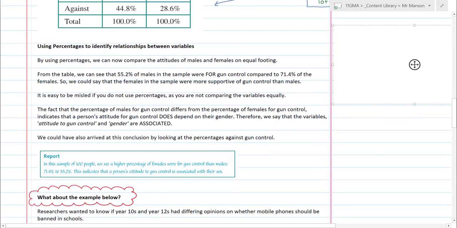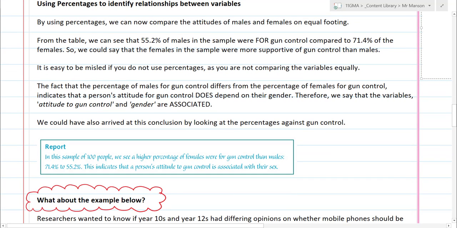I'm sorry if people are still copying down. Here's a conclusion in light blue to make it easy to read. In the sample of 100 people, we see a higher percentage of females were for gun control than males, 71.4 to 55.2. This indicates that the person's attitude to gun control is associated with their sex.